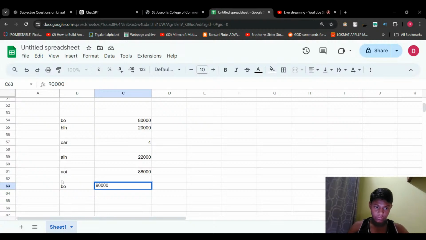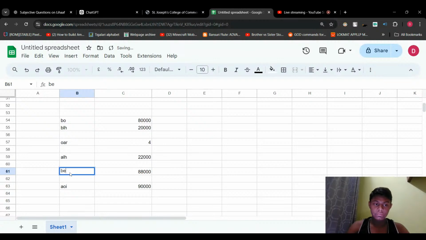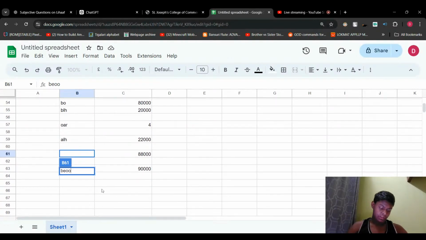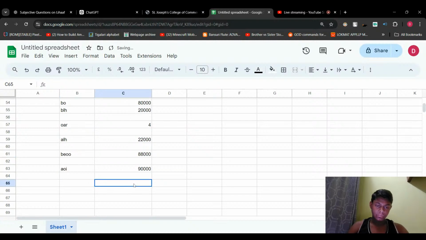Oh, my bad. This would be budgeted overheads, and this is actual overheads incurred. This is the budgeted expectation of overheads. BO, budgeted expectation of overheads, is 88,000 and actual overheads incurred is 90,000.